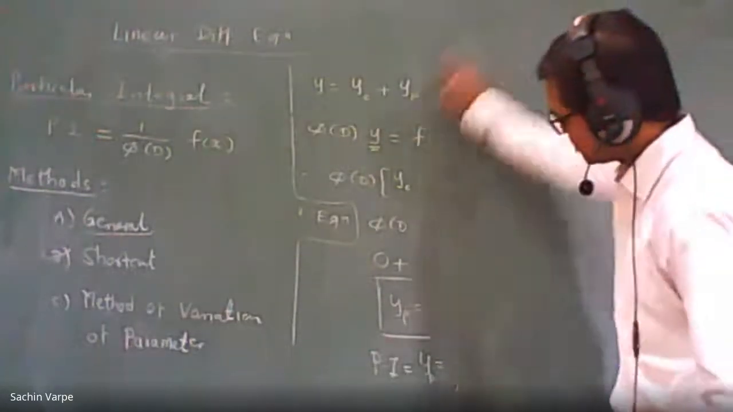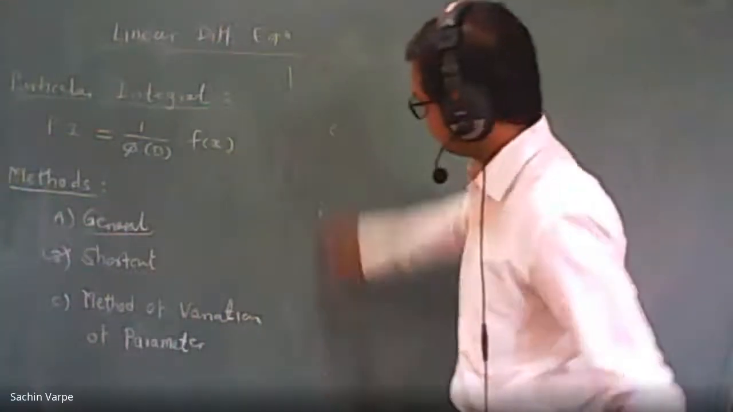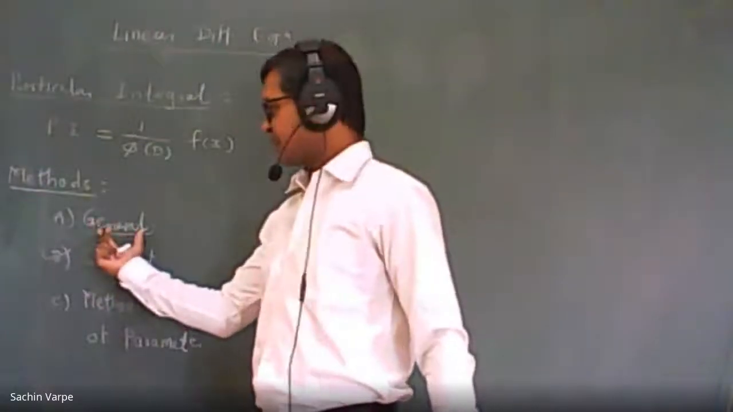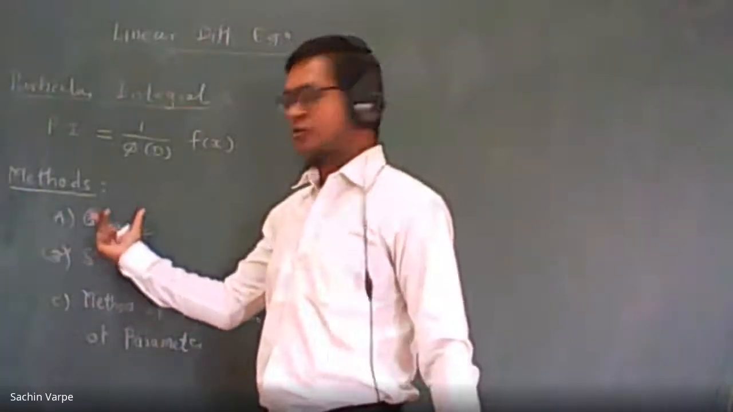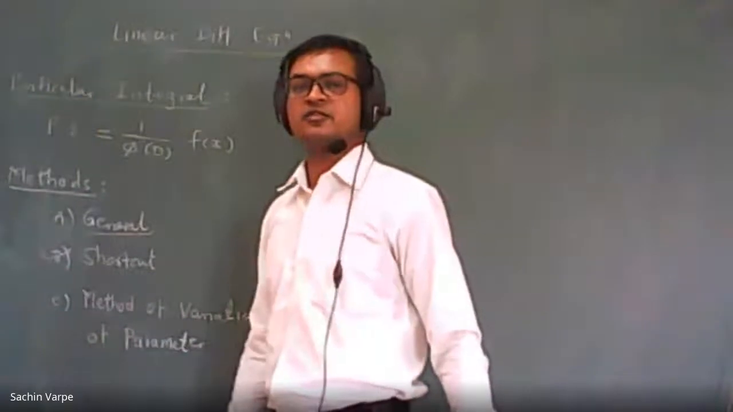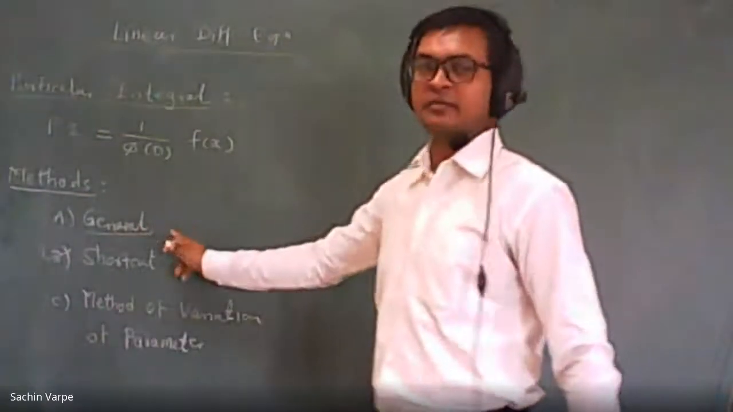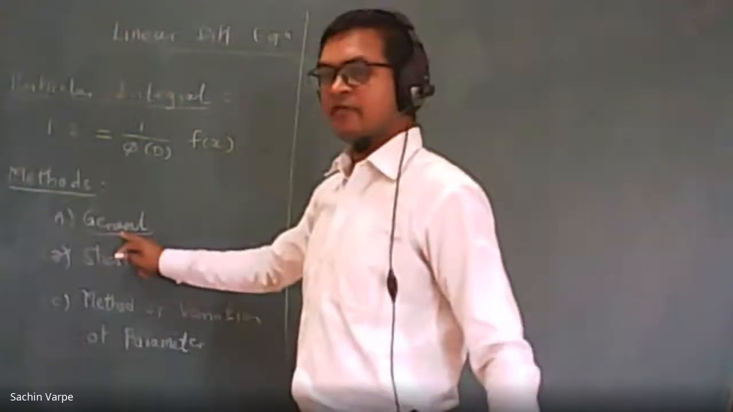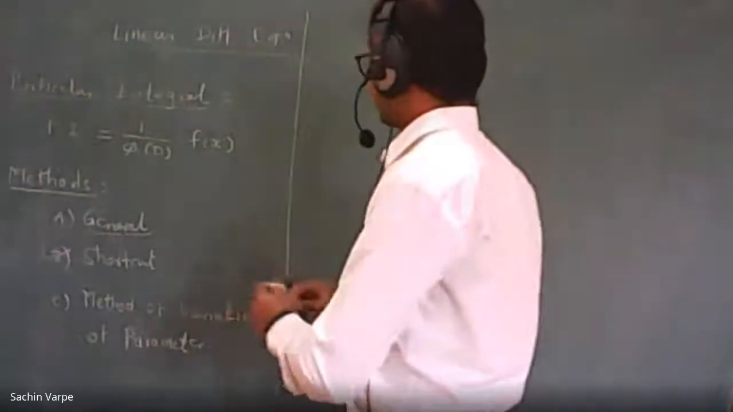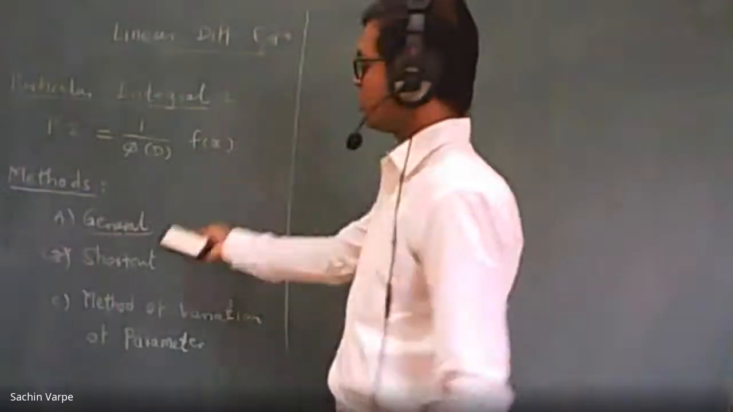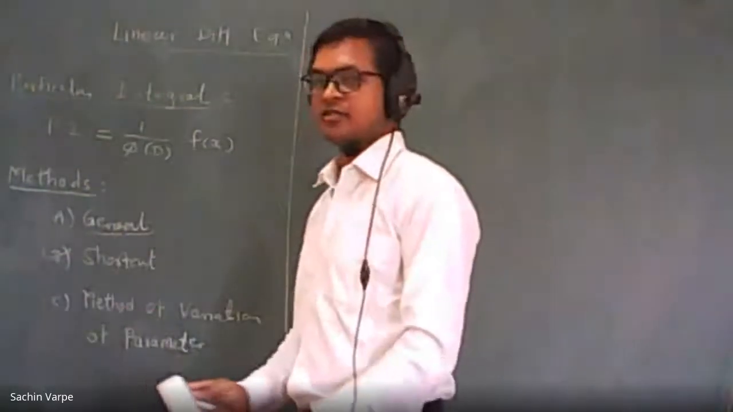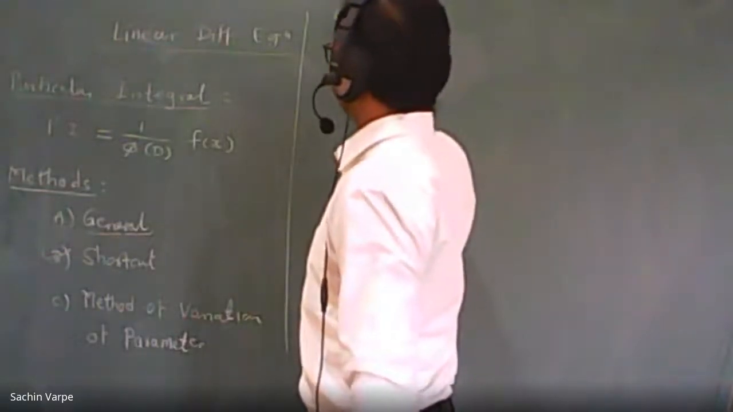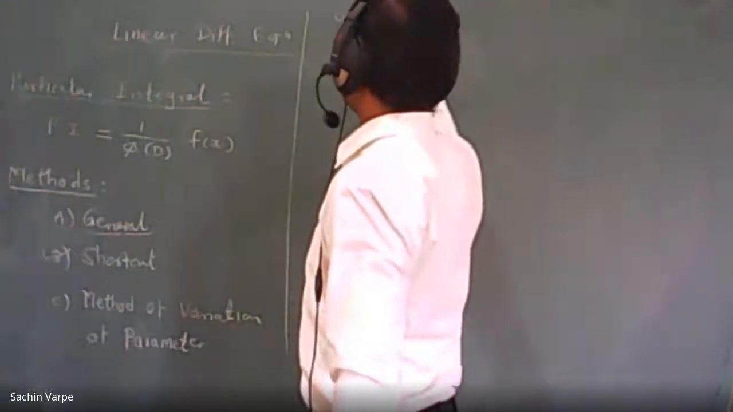Let us start with the general case, so that when we discuss the general method and its examples, you will come to know the importance of shortcut and method of variation of parameter. Though the general method is very important, because that is the only tool we have for any question if you do not remember the formulas of shortcut and method of variation of parameter. So the first is the general method. Let us start with it.